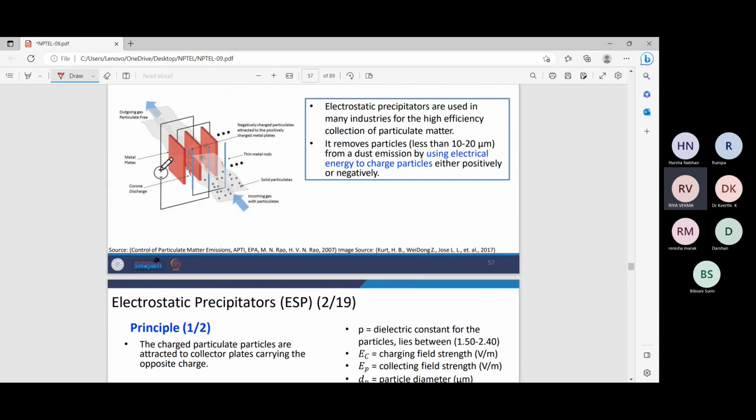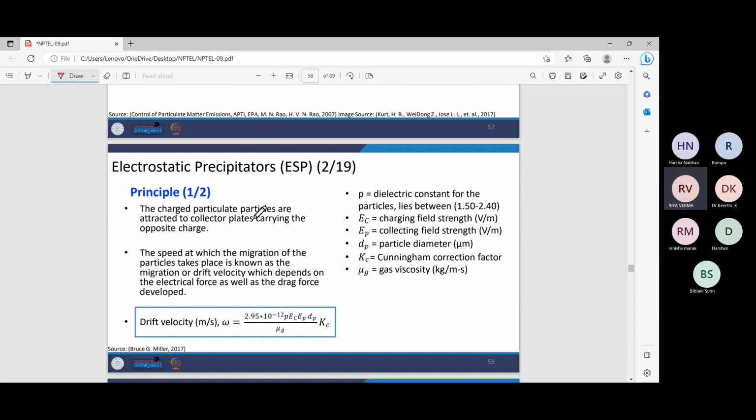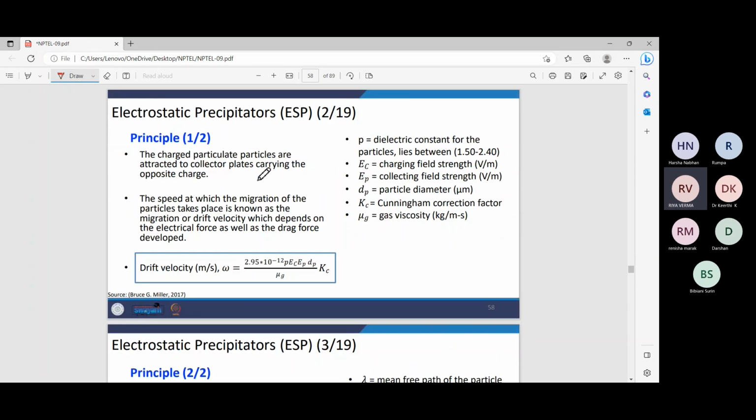by using electrical energy to charge the particles either positively or negatively. This depends totally upon the charge on the plates. The charged particles are attracted to the collecting plates carrying the opposite charge. And the speed at which the migration of the particles takes place is known as the migration or drift velocity. This is the formula to calculate the drift velocity, but in general, this is given in the question. You don't have to find out the drift velocity.